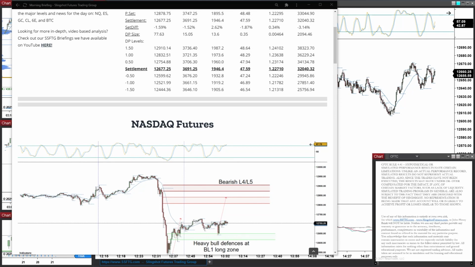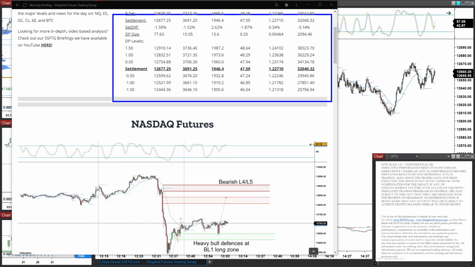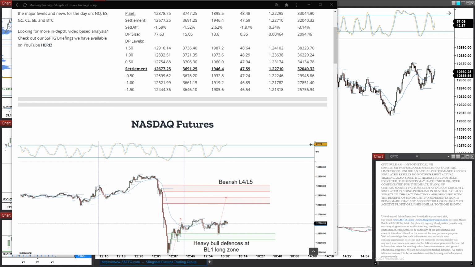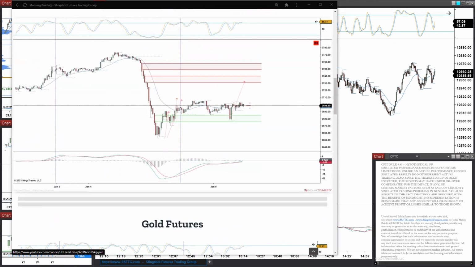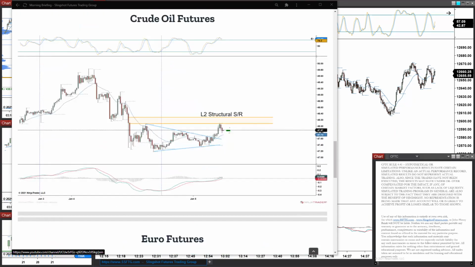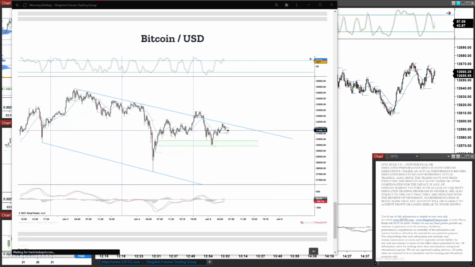In the top left, you can click on morning brief to jump into that. That's where you'll find all of our major DP levels right up here at the top, as well as a quick technical overview for the major 6 markets that we look at: the NASDAQ, the S&P, gold, crude oil, the euro, as well as Bitcoin.